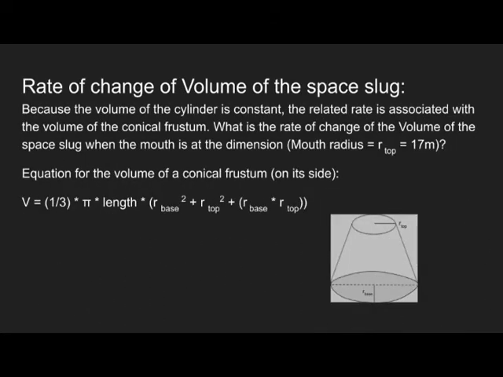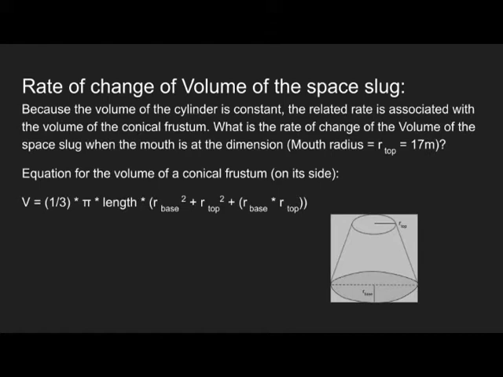The rate of change of the volume of the space slug. Because the volume of the cylinder is constant, the related rate is associated with the volume of the conical frustum. What is the rate of change of the volume of the space slug when the mouth is at the dimension, the top radius is equal to 17 meters?